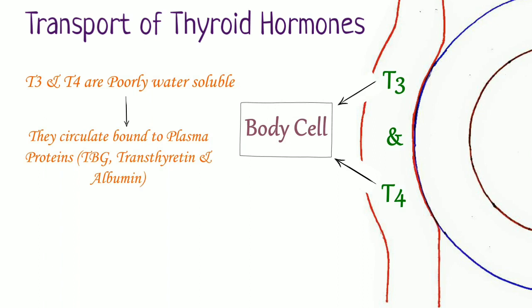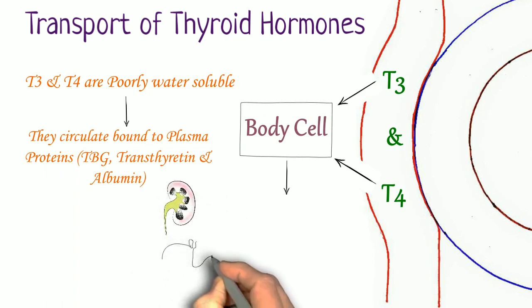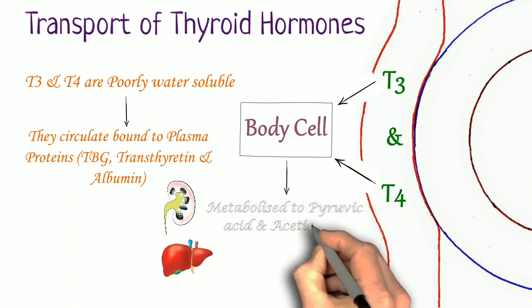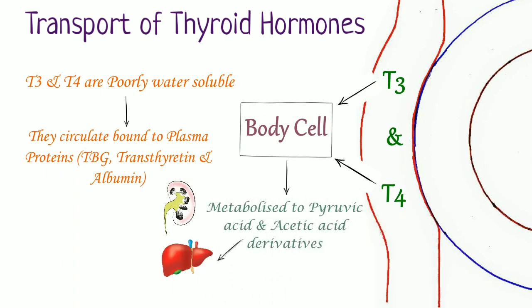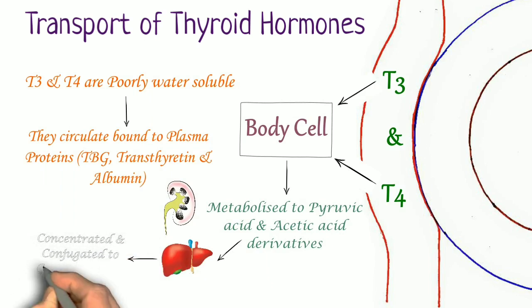Both T3 and T4 are metabolized by kidney and liver tissues to their pyruvic acid and acetic acid derivatives and eventually to iodide. These metabolites are then concentrated and conjugated in the liver to glucuronic acid. Finally, they are excreted with the bile, hydrolyzed in the small bowel and reabsorbed. That concludes the entire synthesis and transport of thyroid hormones.